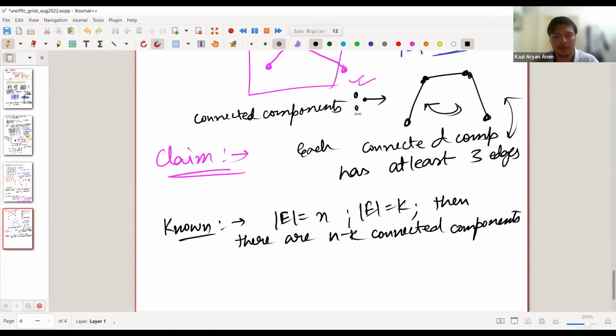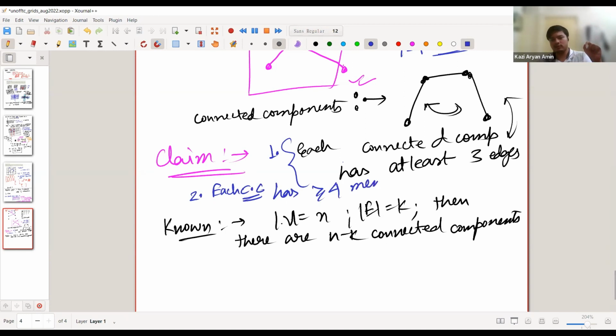So suppose you have n vertices and k edges, then this is kind of known, the number of connected components is n minus k. So that might be another idea to think about connected components, but I think it is quite natural to think about it this way. This condition tells you two things: each connected component has three edges, and each connected component has at least four vertices, right? Does this claim make sense as well? Do you understand why this is true?